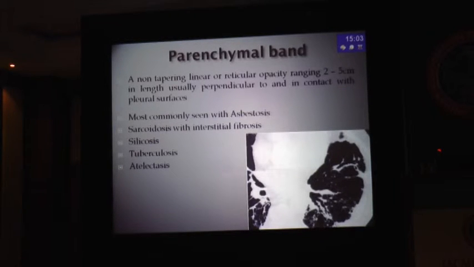Then parenchymal bands. Now, as the thickening increases, from linear opacities we move towards bands. These bands are non-tapering reticular opacities up to 5 centimeters in length, often perpendicular to the pleural surface. Seen commonly with asbestosis, but in later stages of sarcoidosis, when fibrosis is the most dominating finding, we can see these bands. And this is a case of sarcoidosis where we have reached the end stage of the disease with thick fibrosis, thick interstitial thickening, bands, fractional rhomboidesis.